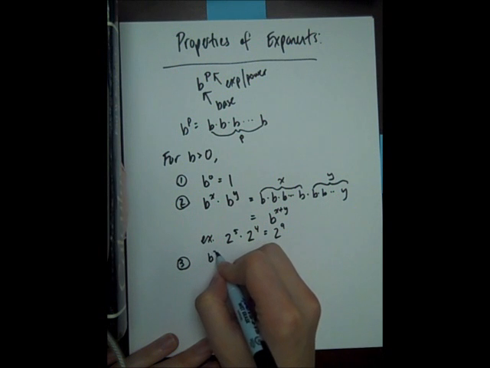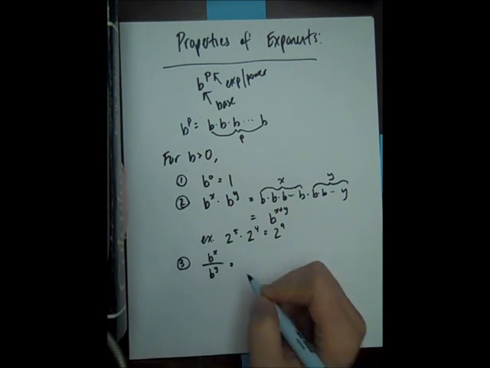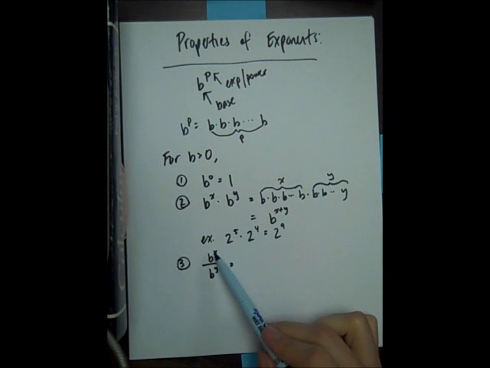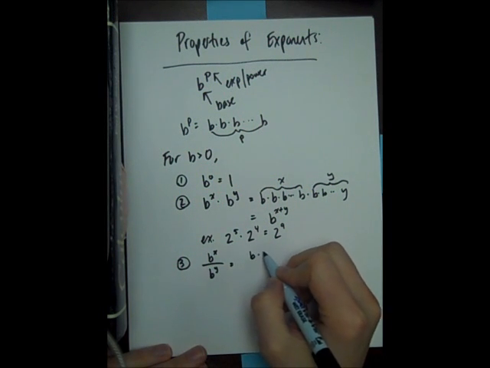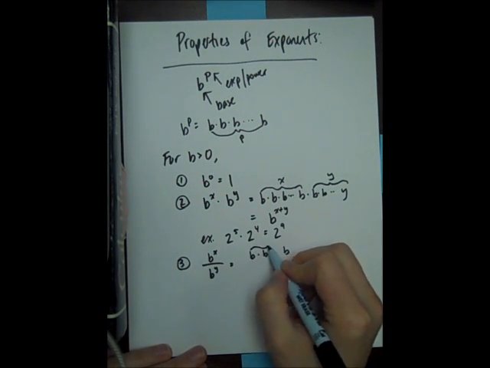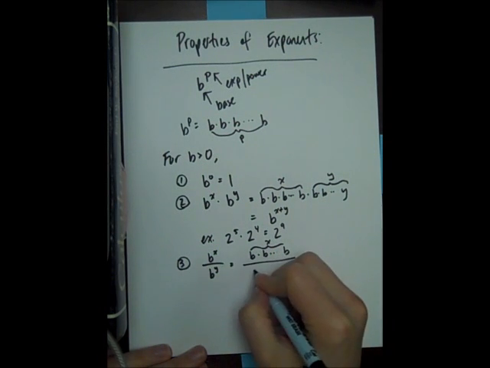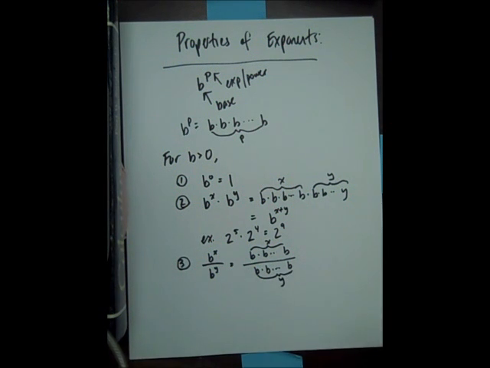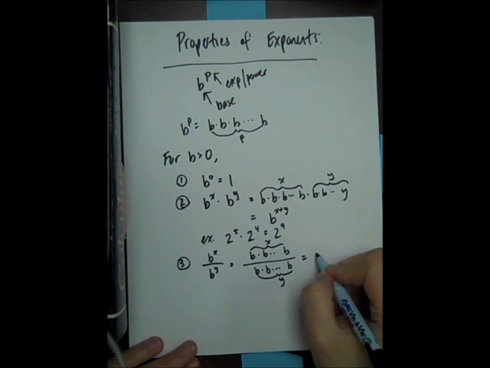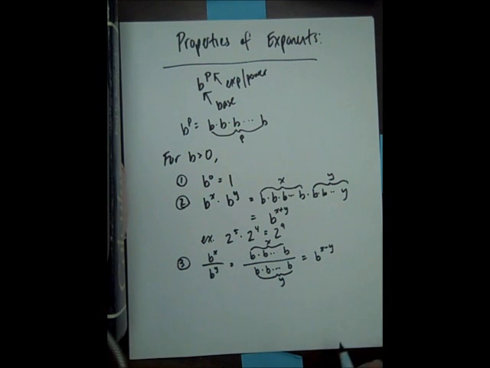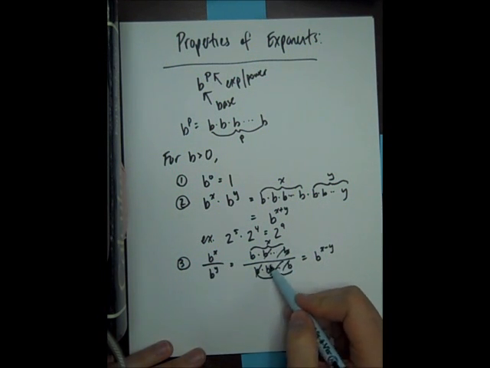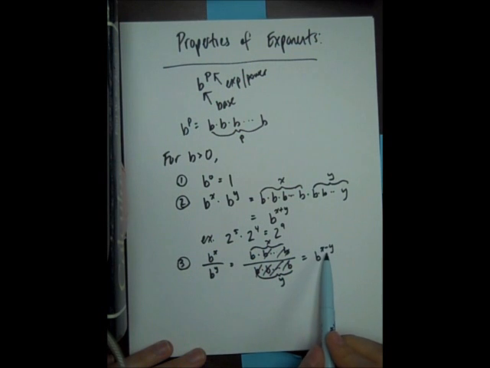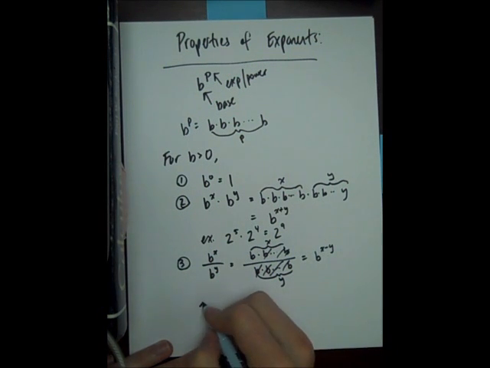Third, b to the x divided by b to the y. So again, here I have the same base. What does this actually mean? This means multiply b by itself x times, then divide that by b times itself y times. So a lot of these b's are going to cancel. The question is how many of them? Well, y of them. So I'm going to take away y of them. This is b to the x minus y. Because all these are going to cancel on top, I canceled y of them, so I'm left with x minus y of them.